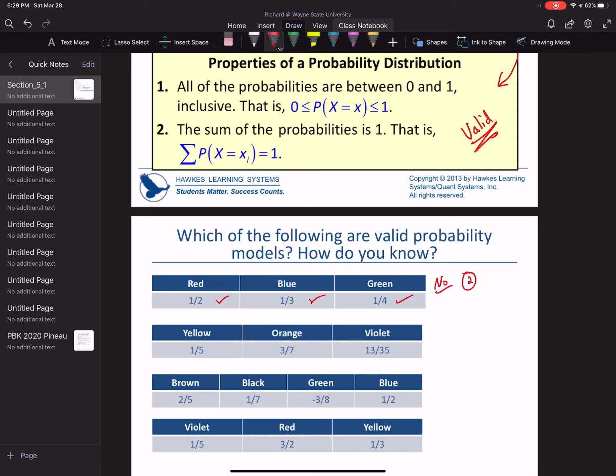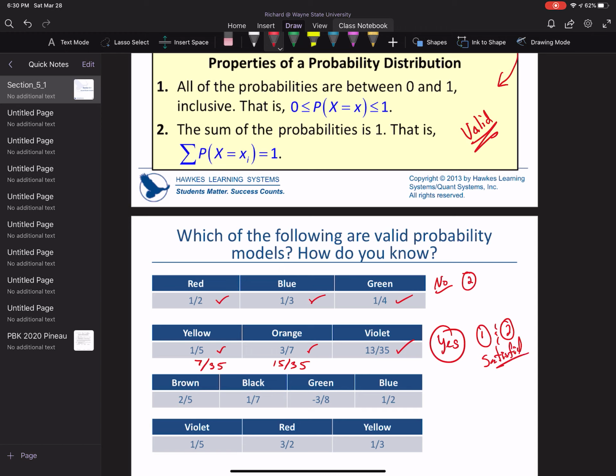Now, if you look at the second one, we've got 1/5, 3/7, and 13/35. All of those are definitely between 0 and 1. So now what we have to verify is whether or not these actually sum to 1. I think if we convert to a common denominator, 7/35, 15/35, and 13/35, this in fact all sums to 1. So yes, this is a valid probability distribution. Both rules 1 and 2 are satisfied.